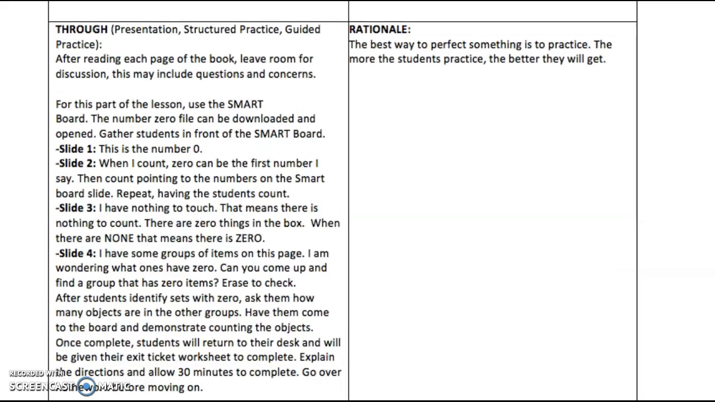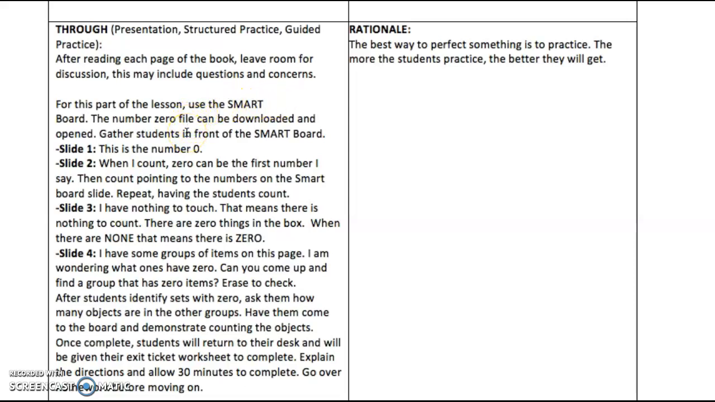So through the lesson, after reading the book and going over each page, I think it's important to leave room for questions and concerns as we go through the book, because a lot of times with the younger ones, by the time you get to the end of the story, they may have forgotten what it was that they wanted to say or what it was that they didn't understand. So after each page, I think it's important to feel them out to see what's going on. So after we read the book, we'll move on to the Smartboard part of the lesson.